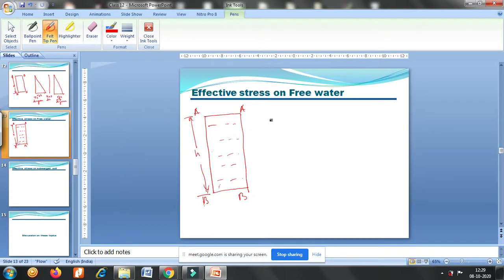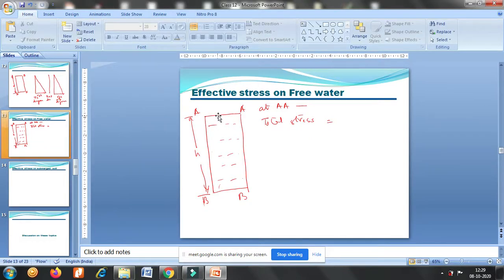Now let us find out the total stress at AA. At the top of this there is no soil, only water is present. Let us consider a container where the water is present, and we want to find out the total stress, effective stress, and the pore water pressure. Now this is the top surface.